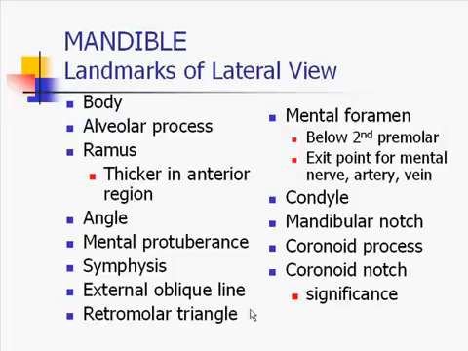The coronoid notch is the greatest depression on the anterior border of the ramus. It's a landmark for local anesthesia. It's where you do the inferior alveolar block.